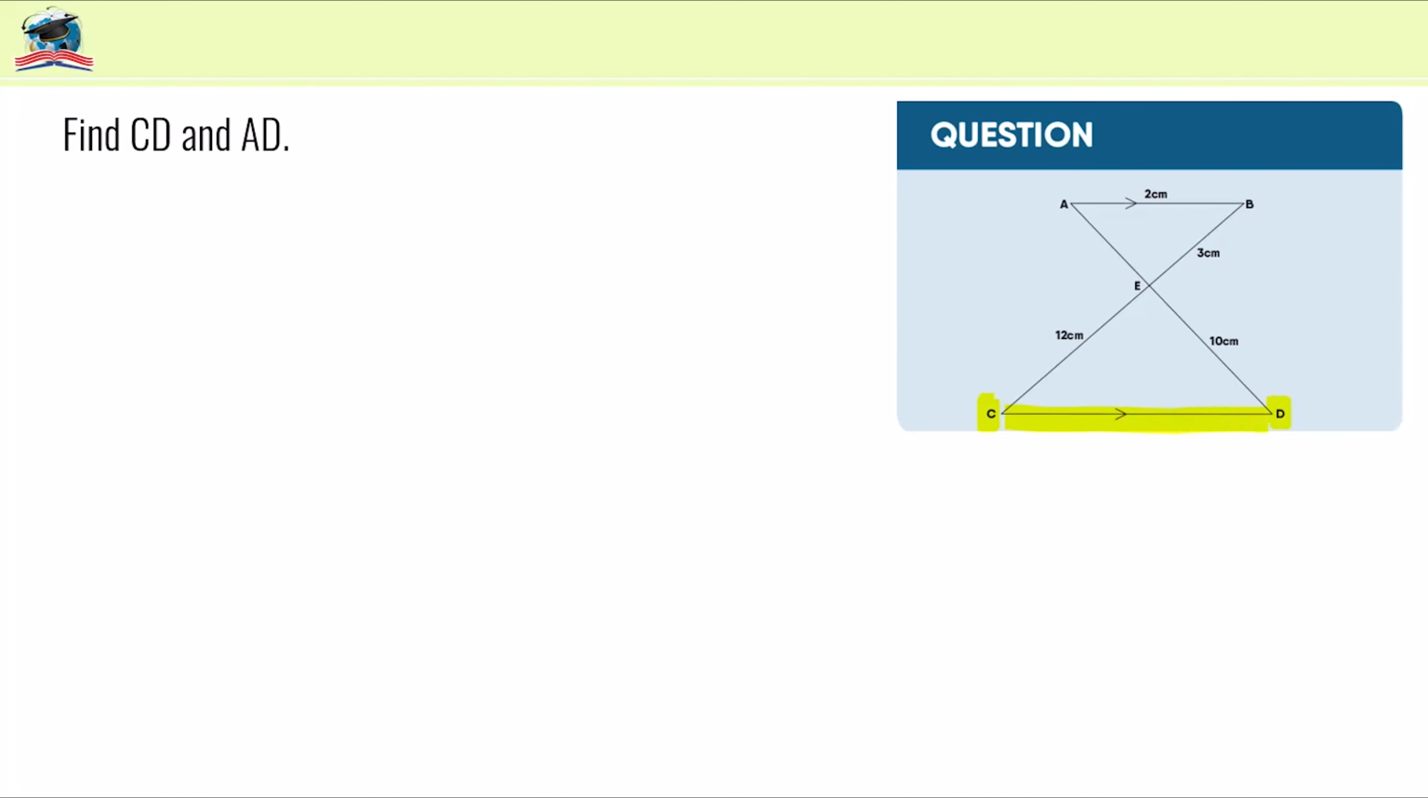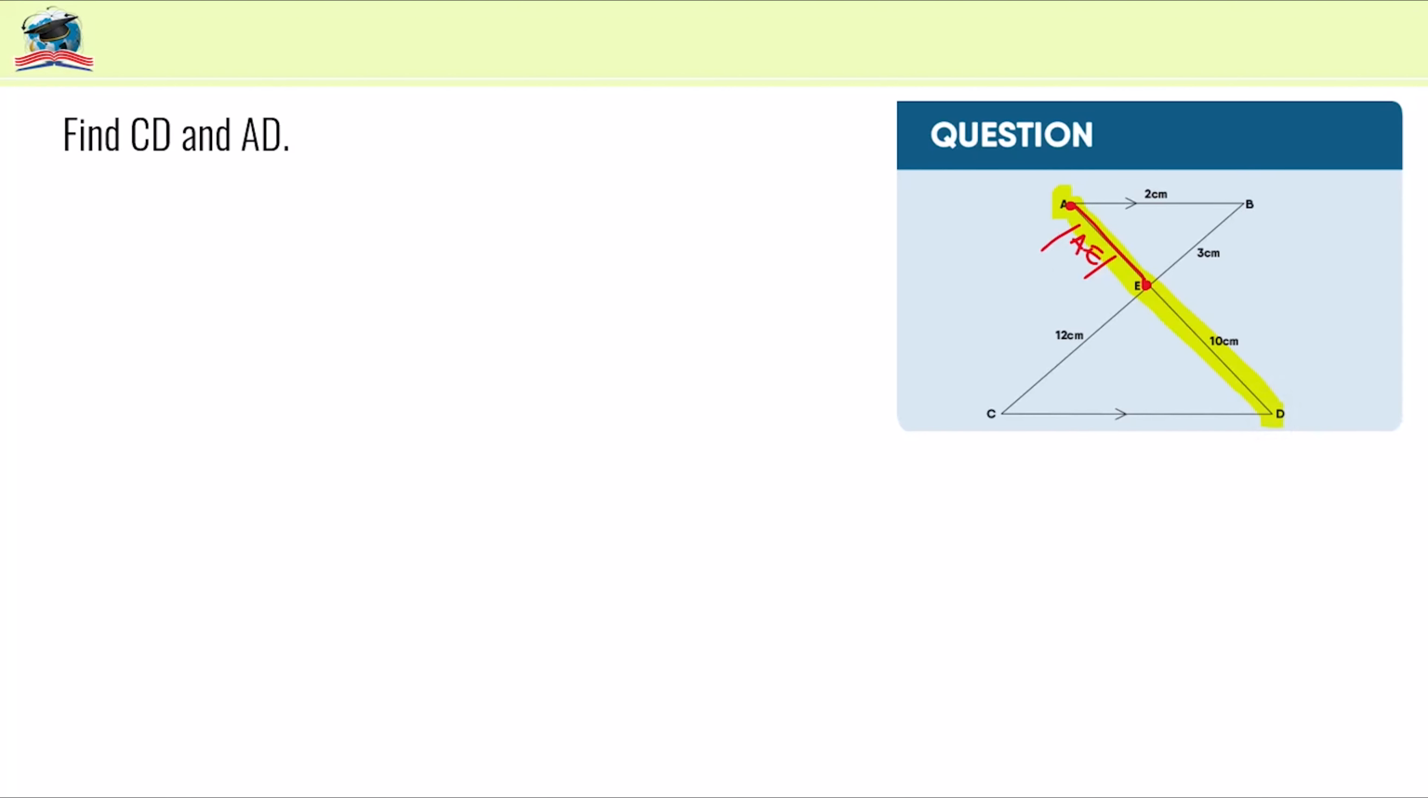And then AD. Okay, let's tidy up. Let's look at AD. AD, that is A and D. That means we travel from here, we travel past E and go down to D. That means we need what? We need two distances. We need from A to E, which is not given. So we need AE here. That's distance.